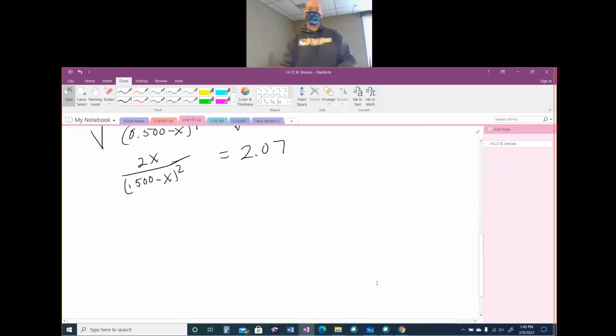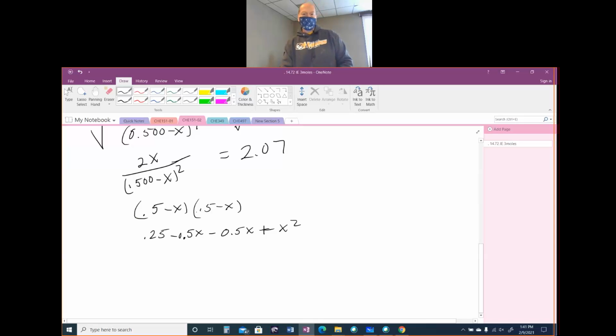All right, so now you have to FOIL. So you're going to take your 0.5 minus x and FOIL it. All right, so 0.5 times 0.5 is 0.25. 0.5 times the negative x, negative 0.5x. And then negative x times 0.5, again, a negative 0.5x. And then negative x times negative x is positive x squared.